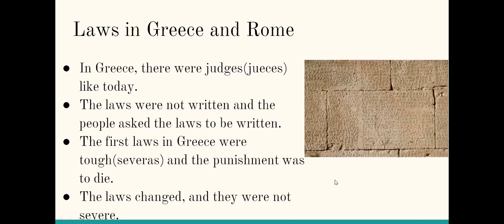Laws in Greece and Rome. So, in Greece, there were judges, like we have today. The laws at the beginning were not written, and people asked for the laws to be written and to have a better organization. The first laws in Greece were very tough, and the punishment, el castigo, if you broke the law, was to die. The laws changed with the passing of time, and they were not that severe.